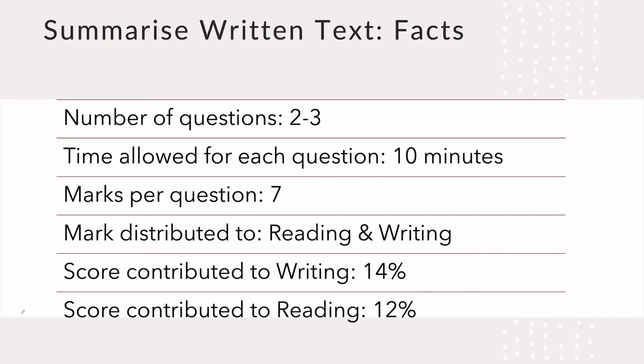In your PTE test, you will have 2 to 3 questions of summary. You will get 10 minutes for each question to answer. You have 7 marks for each question. Marks go to reading and writing. The writing section will get 14% from summary writing, whereas the reading section will get 12%.